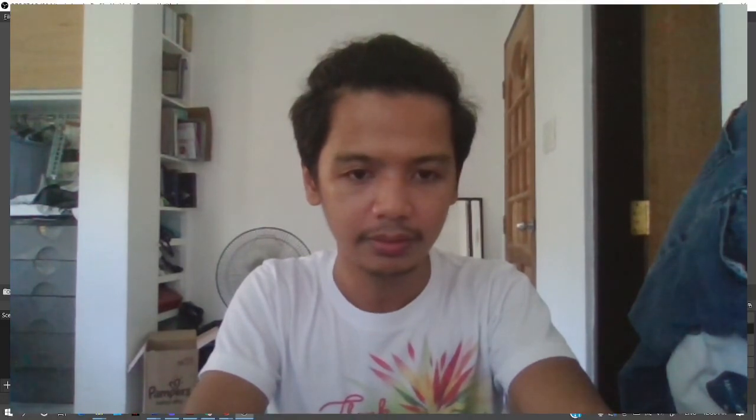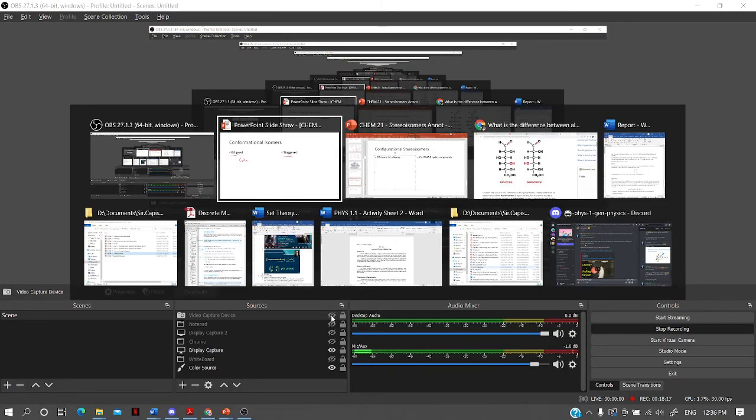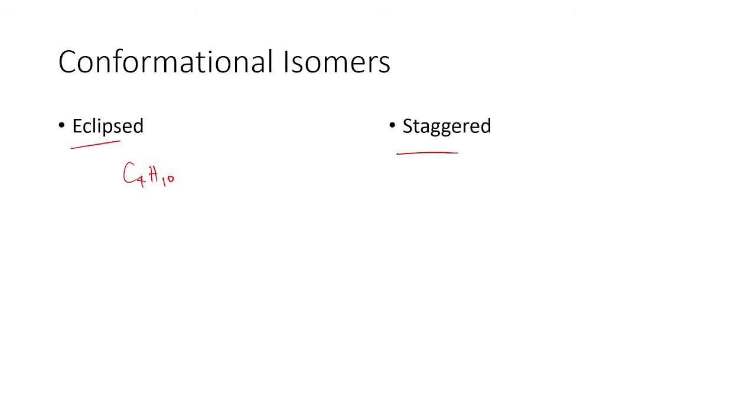But basically, we have two types of projections na pwede natin ipakita. So we have the sawhorse conformation, so, ibig sabihin yung lagarian. And also, we have the Newman projection. So, pakita ko yung sa sawhorse kasi ito yung mas madaling tingnan.